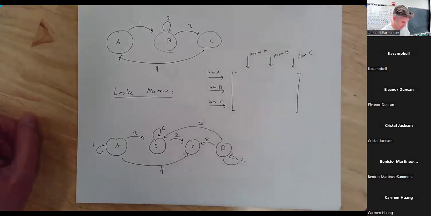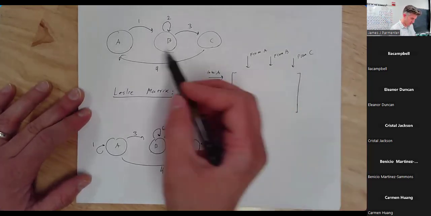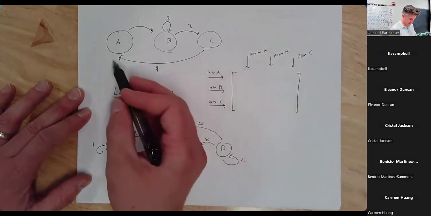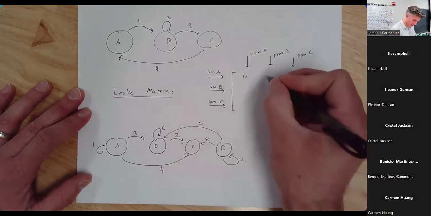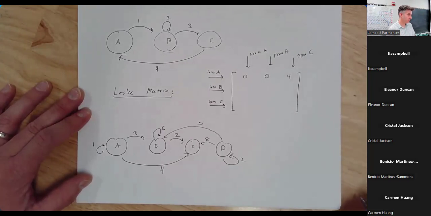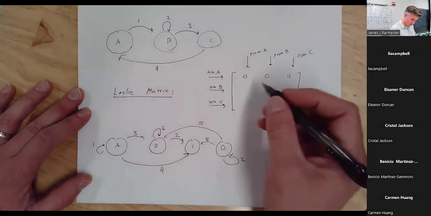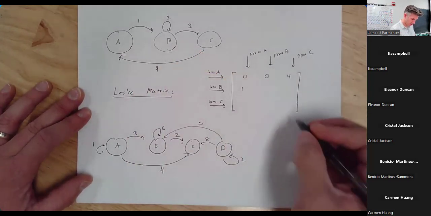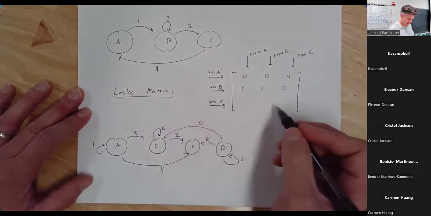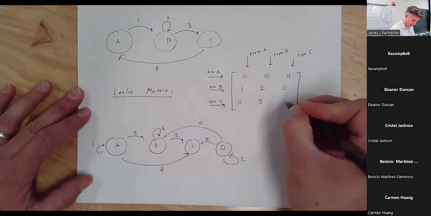Okay, so this first one here, what's going into A? Well, A is not going to itself. B is not going to A. In fact, the only thing going into A is C. So 0A is going into A, 0B is going into A, 4C is going into A. What's going into B? Well, 1A is going into B, 2B is going into B, 0C is going into B. What's going into C? Looks like just 3B. So 0A, 3B, 0C.